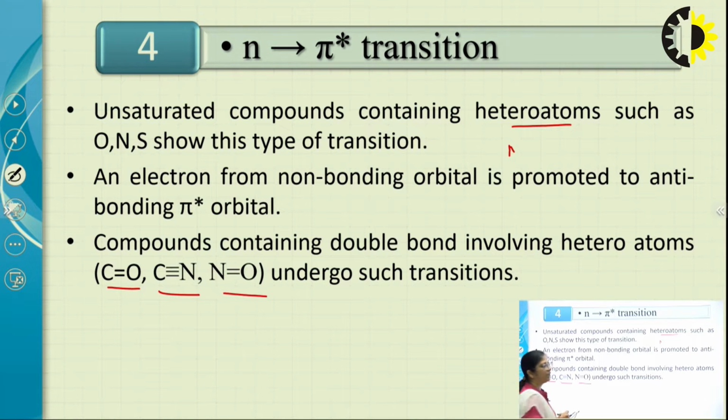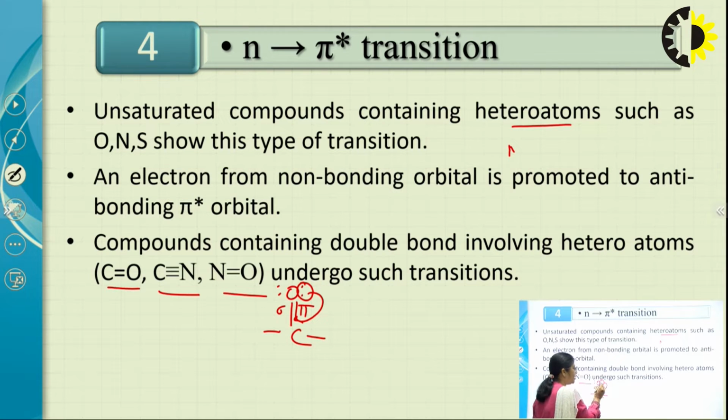Compounds which contain a double bond with heteroatoms are carbonyl compounds, nitriles, or nitro compounds. Such compounds show such types of transitions, as I have already discussed in the case of C=O. In C=O, one is the sigma bond and the other one is the pi bond, and these are the lone pair of electrons or the non-bonding electrons. If the non-bonding electrons utilize the pi star orbital of this pi bond for their transition, because this type of transition requires the least energy, there are maximum chances that the non-bonding electrons will get promoted to the pi star orbital of the C=O bond.